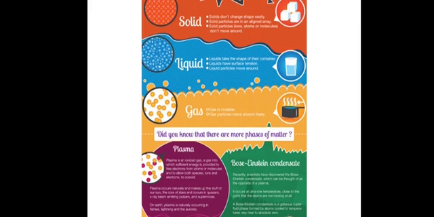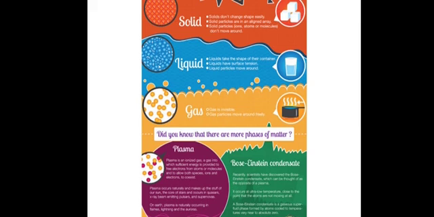So the 5 states of matter, now you shall be able to understand so well after this class, are solid, liquid, gas, plasma state and Bose-Einstein condensate.